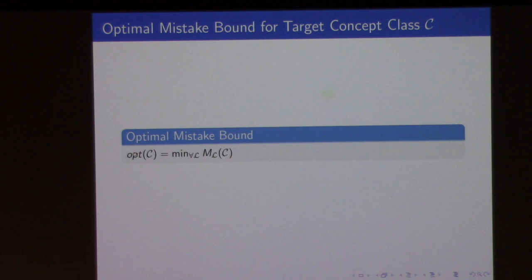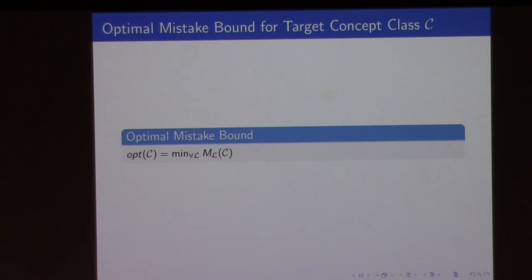This can help us then distinguish between two concept classes. Maybe for a concept class like conjunctive concept, opt of C is 4, and for a disjunctive concept it's 5. Then we can say that conjunctive concept is easier than learning disjunctive concept.